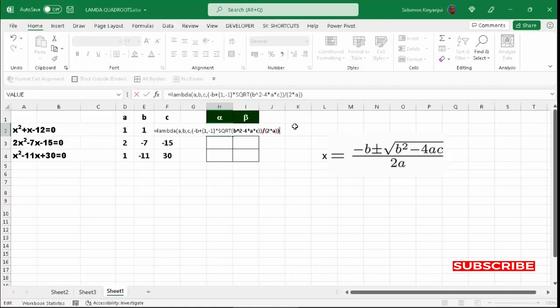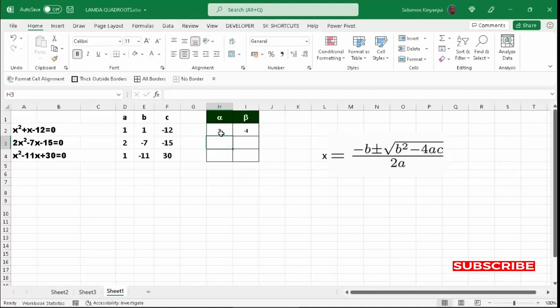Then select the coefficients, that is D2, comma, E2, comma, F2. Close bracket and then enter. That gives you the roots of this equation. To get the roots of the rest, we can just copy this formula down, and then you have the roots of the other two equations.